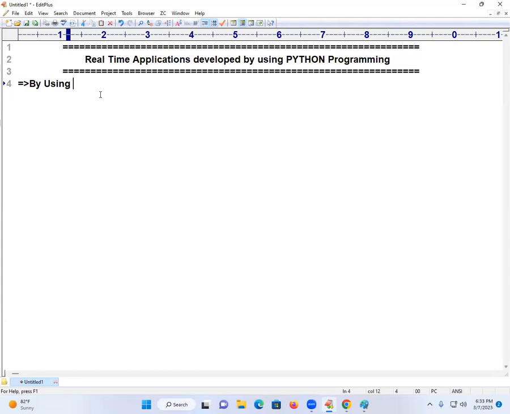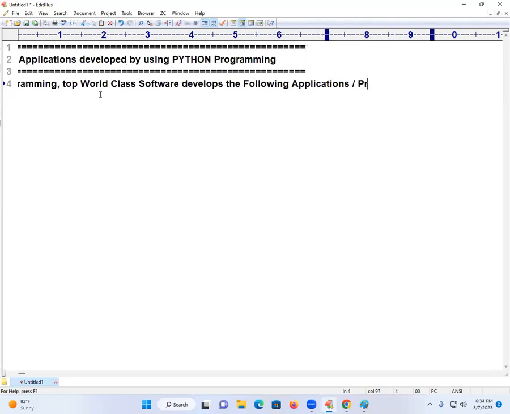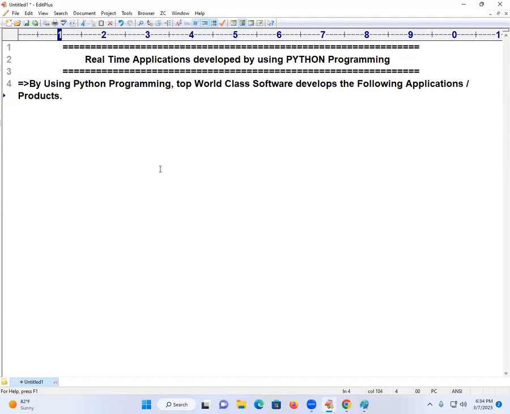Look at this. By using Python programming, the top world-class software companies develop the following applications. What are the following applications? Products. Top world-class applications are what? Products. Let's start. What are those applications? Of course, I already wrote it. One by one, I will write.